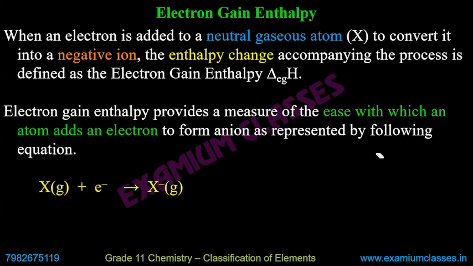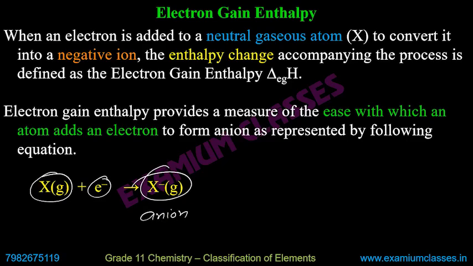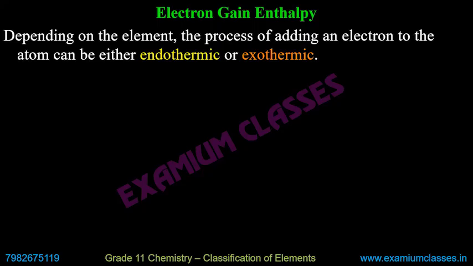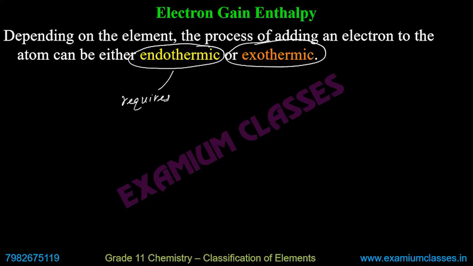This is how electron gain enthalpy reaction is represented. There is a free atom, it gains an electron, and energy is involved. The energy change in this case is known as electron gain enthalpy. Depending on the element, the process of adding an electron can be endothermic or exothermic. It will be endothermic if it requires energy, or absorbs energy. It will be exothermic if energy is released.